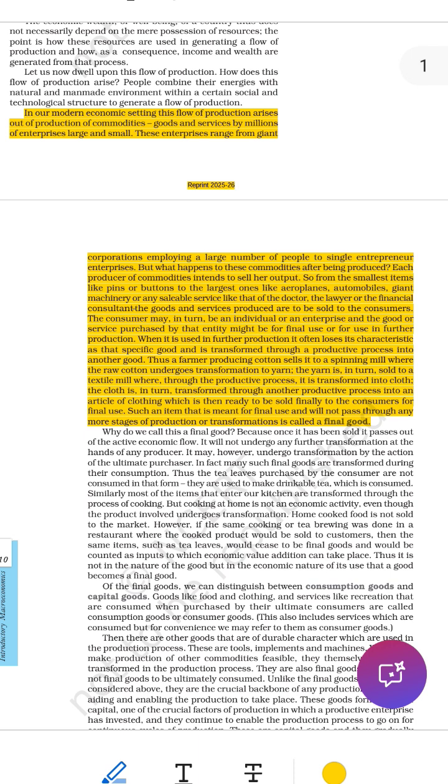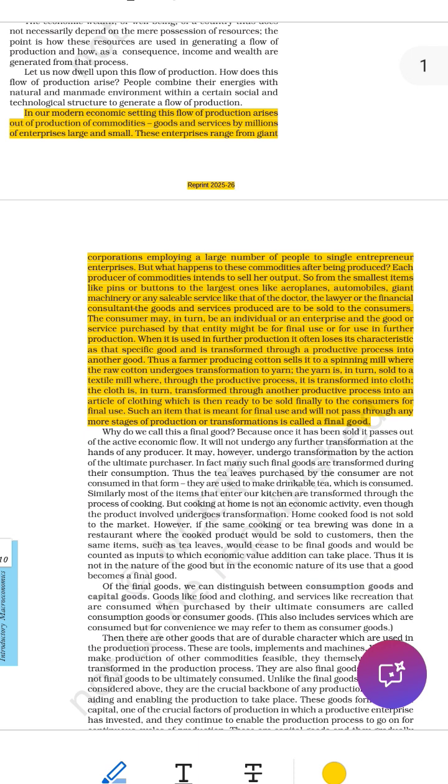The goods and services produced are to be sold to the consumers. After something is made, it goes to a consumer, the person who buys and uses it. The consumer can be a person, like you buying a pencil, or a business, like a bakery buying flour.